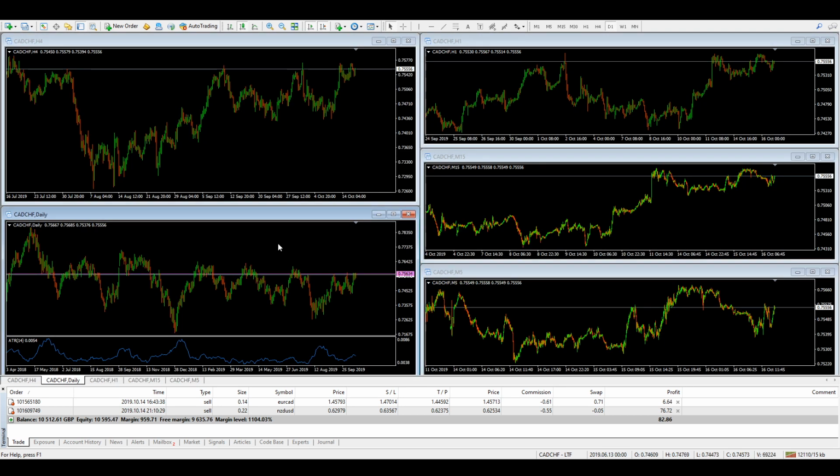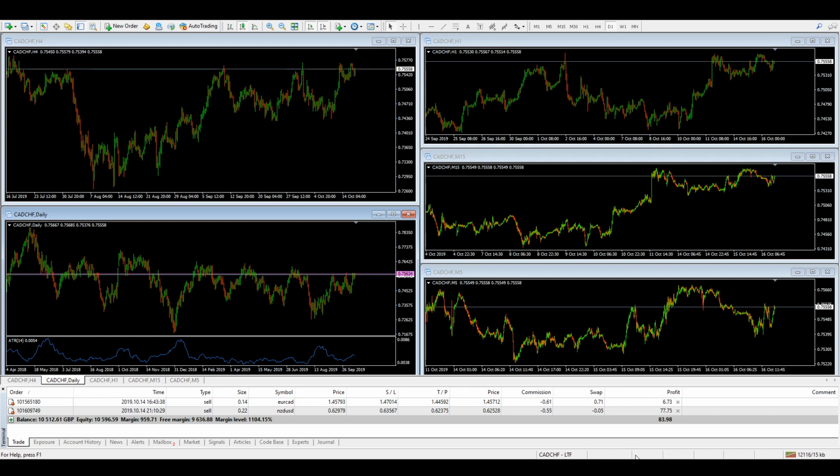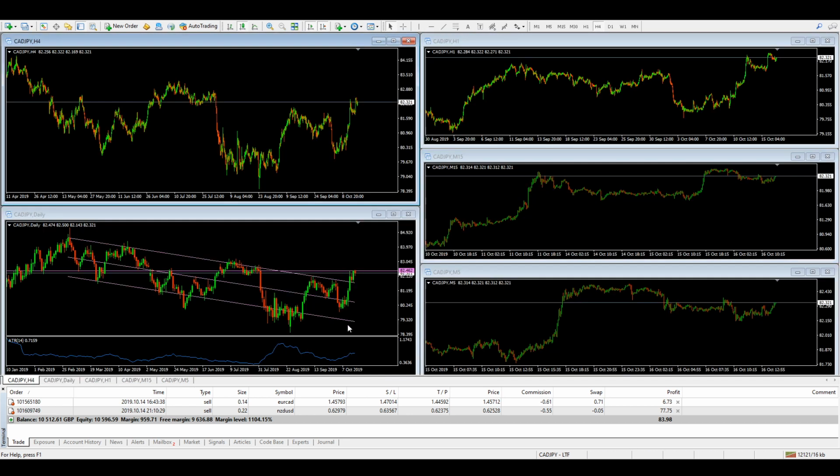CAD CHF, no, very, very sideways. You can see it's coming into this resistance here, which is just information, it's useful, but we were looking for trends. We're not looking for sideways markets. We want something that is readable, and that isn't great for trading. It just needs to come out of this ranginess to make it more tradable, so pass on that.